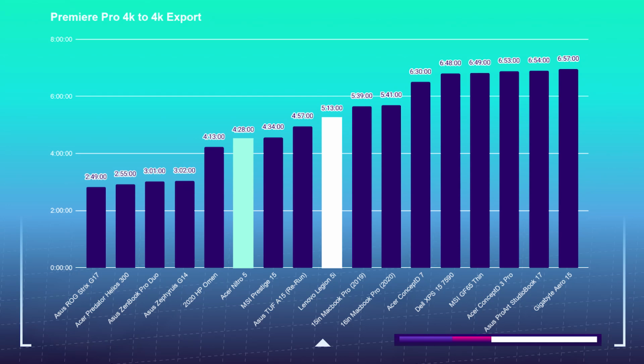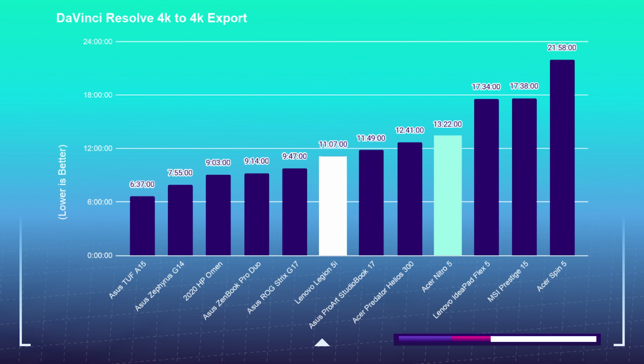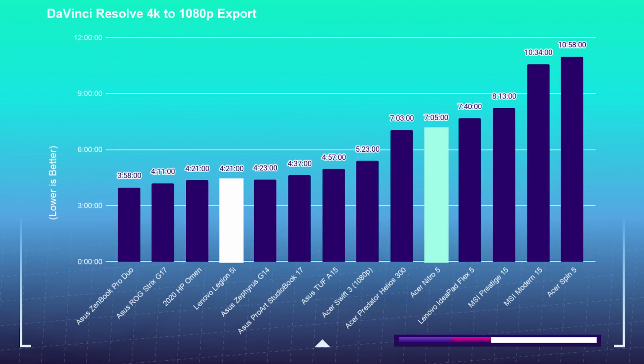For the Acer Nitro 5 Premiere Pro 4K to 4K, we saw a 4-minute and 28-second export, and for the Legion 5i, 5 minutes and 13 seconds. For the Acer Nitro 5 4K to 1080p, we saw 3 minutes and 54 seconds, and the Legion 5i, 4 minutes and 40 seconds. For the Acer Nitro 5 DaVinci Resolve 4K to 4K, we saw 13 minutes and 22 seconds. And for DaVinci Resolve 4K to 4K, the Legion 5i, 11 minutes and 7 seconds. The Acer Nitro 5 DaVinci Resolve 4K to 1080p, 7 minutes and 5 seconds. For the Legion 5i, 4 minutes and 21 seconds.